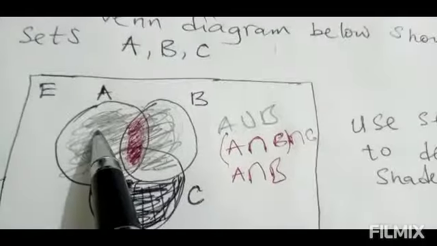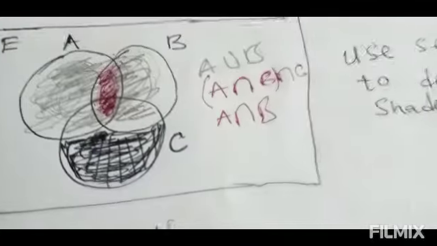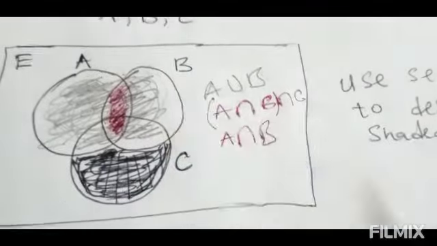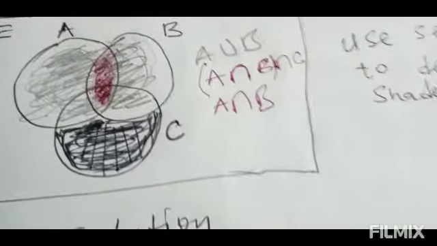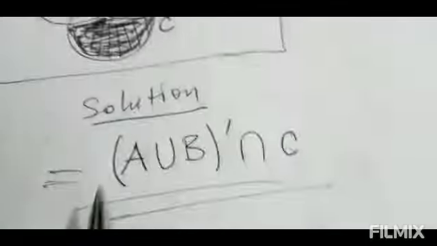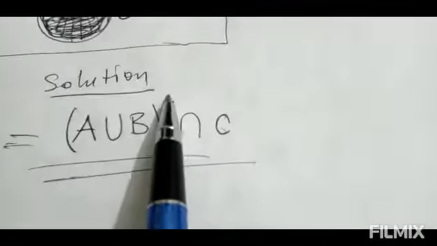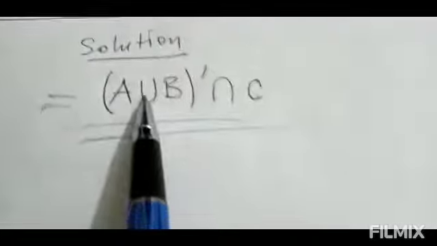If something is not in A, that is A complement. If something is not in B, that is B complement. If something is not in C, that is C complement. So if something is not in these two sets, A or B, that is A union B complement, intersection C, because it's only in C. So A union B complement intersection C.